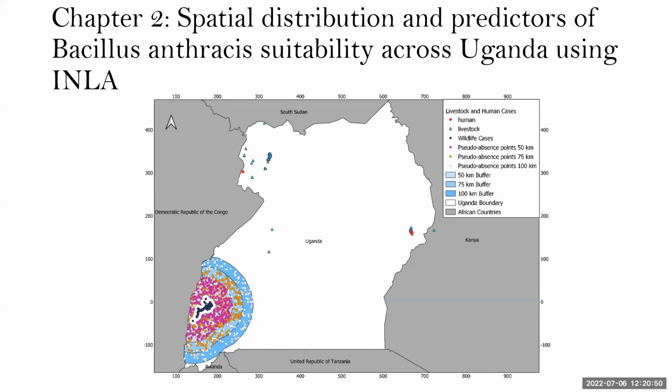The blue polygons show the locations of 50 kilometer, 75 kilometer, and 100 kilometer background buffers that were constructed around the wildlife cases, leaving 10 kilometers between the buffer and the presence locations. So the pink dots show the pseudo-absence points within the 50 kilometer buffer, orange dots within 75 kilometers, and the white dots are the pseudo-absences within the 100 kilometer buffer.